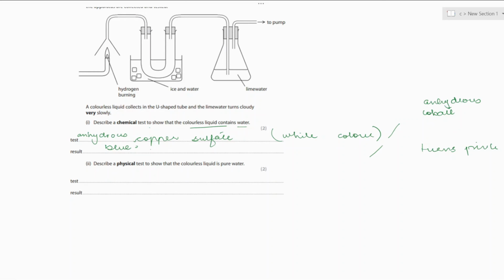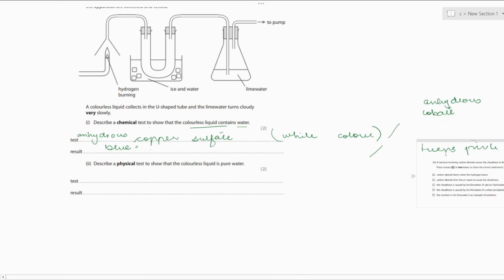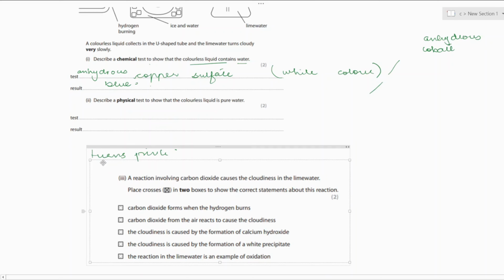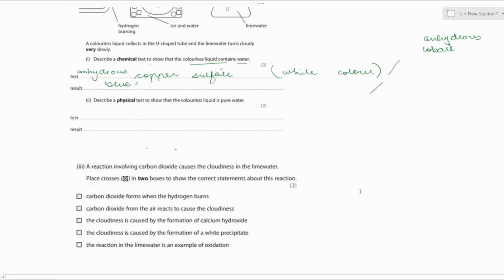Then there is a table. The options are given, and we need to tell which option or options are correct. So you have to tick two boxes. A reaction involving carbon dioxide causes the cloudiness in the lime water. Put a cross in two boxes to show the correct statements.